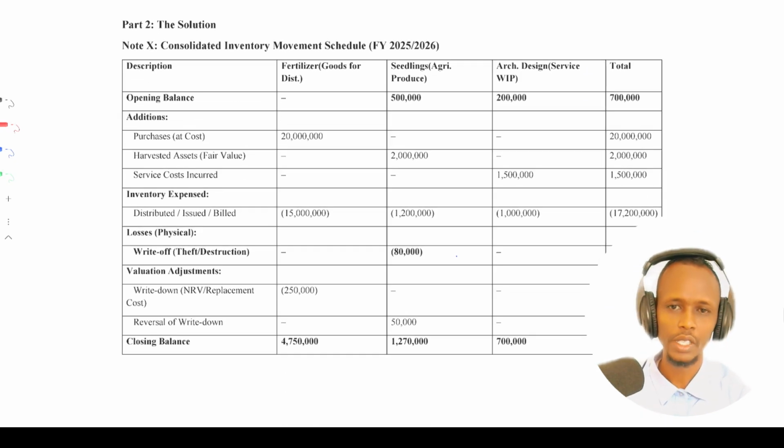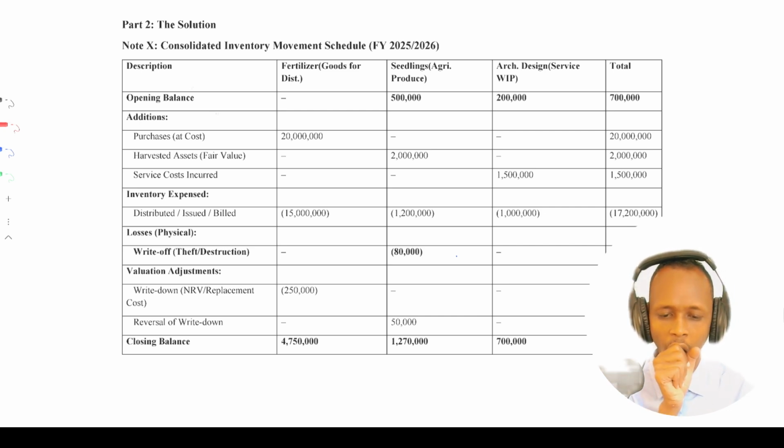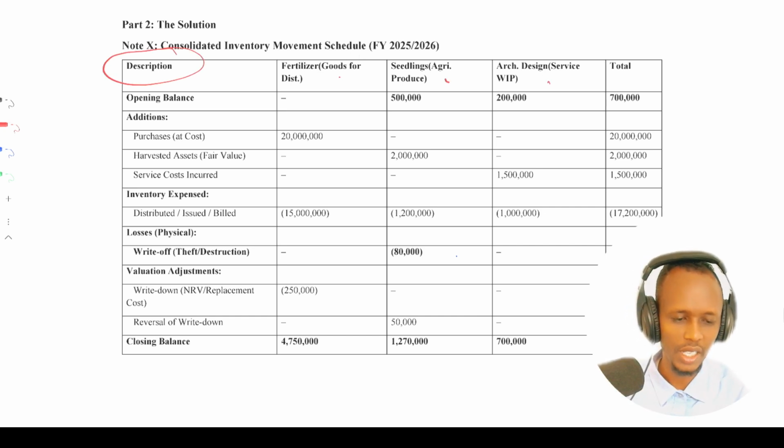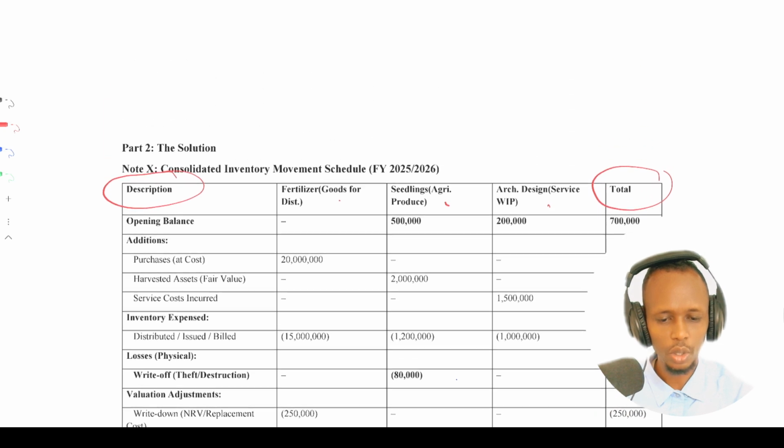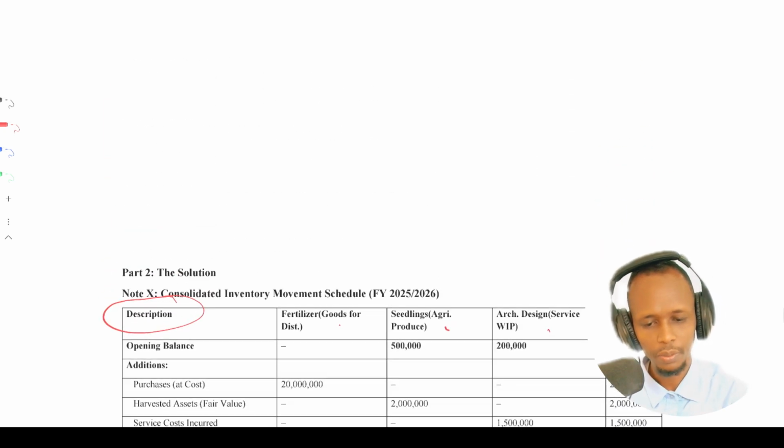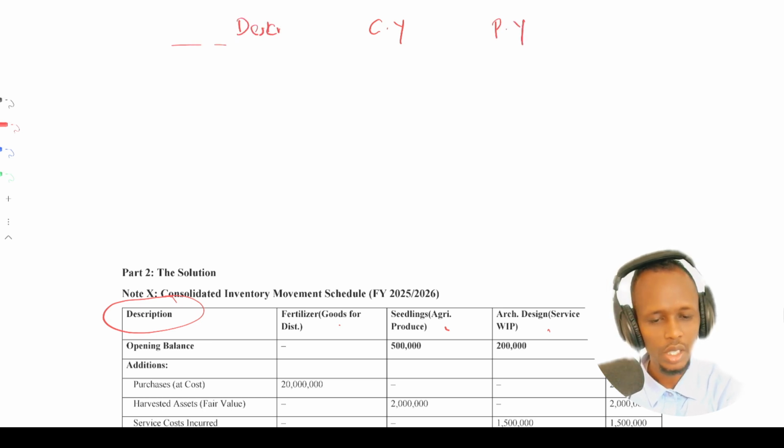So let us see how our movement schedule is, and my solution. The movement schedule is something like this. It has a description; please check the heading. It has the classes, class 1, class 2, class 3, and then the total. Very important. This is the movement schedule. Before the movement schedule, we will have another table with the current year, previous year, and the description.